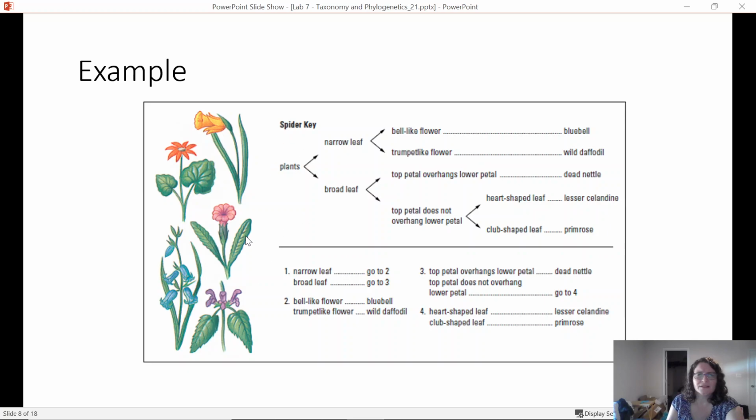So you follow it. Let's say I want to identify this purple one here, okay? Plants, broadleaf. Does the top petal overhang the lower petal? Oh, look at this one. It does. See that top petal overhanging that lower petal? If I follow that, it says it's a dead nettle. Look at that. If it doesn't, which would be this one or this one, then I would look for the different shapes of leaves. Easy enough.